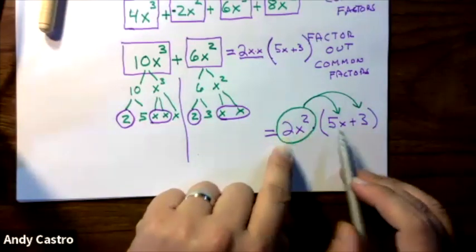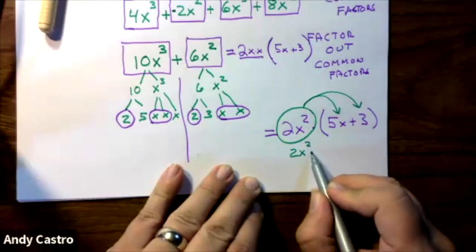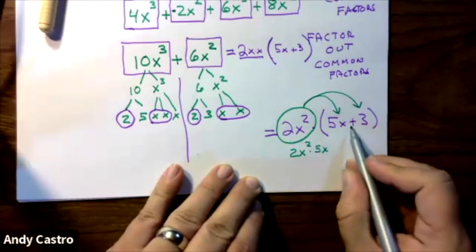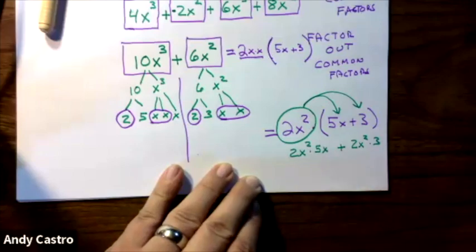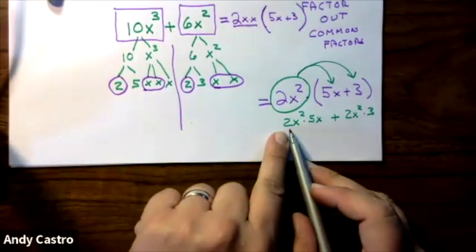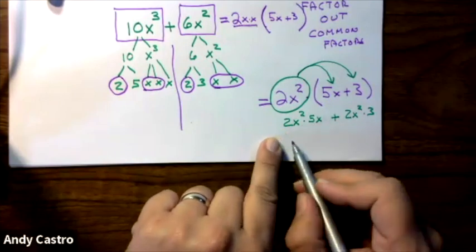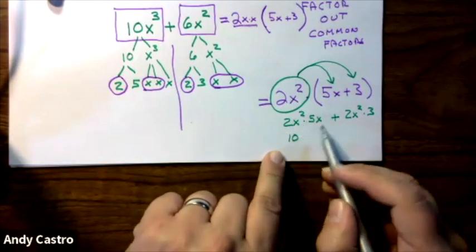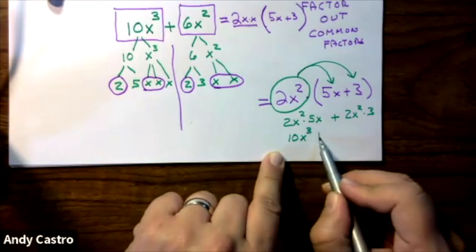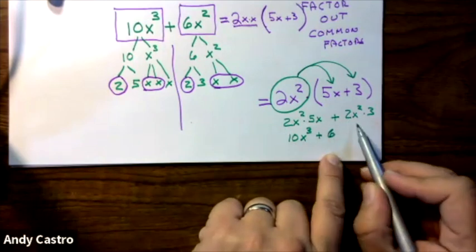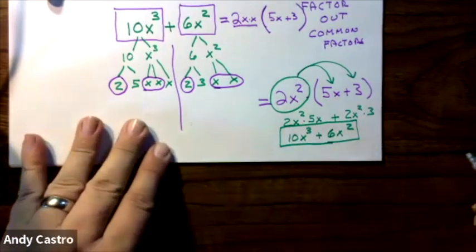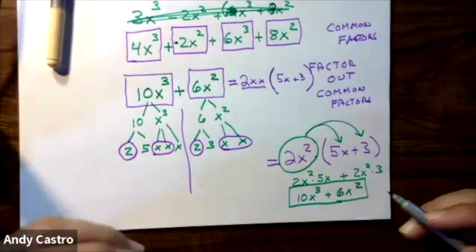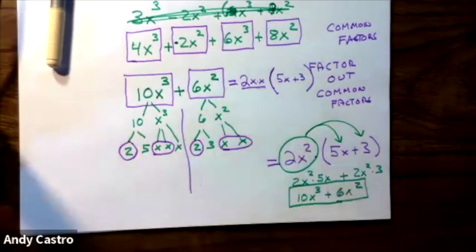2x squared times 5x plus 2x squared times 3, okay? 2 times x squared times 5. 2 times 5 is 10. X squared times x is x to the third, plus 2 times 3 is 6, x squared. We're right back to our original expression, okay? That's where factors in terms and understanding those differences are super important.